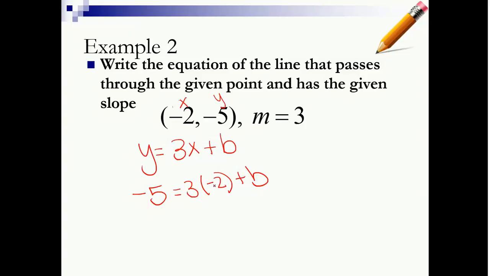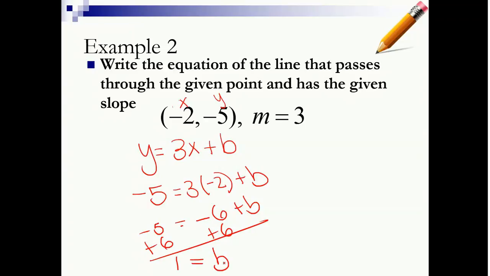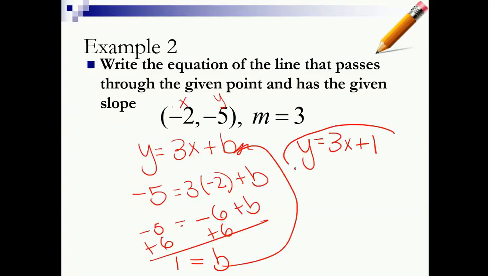So I have 3 times -2, which is -6. Add 6 to both sides, right? Get b alone. So I'm going to get 1 equals b. So replug that in, pop it up over here, put that 1 in there. y equals 3x plus 1. That works perfectly, and that is the equation of my line.